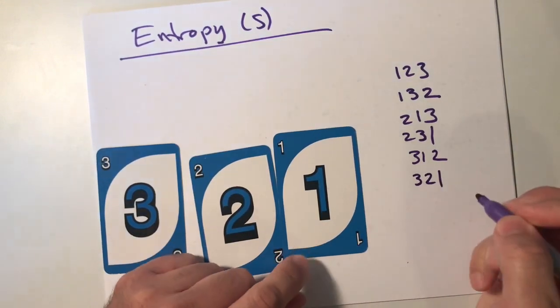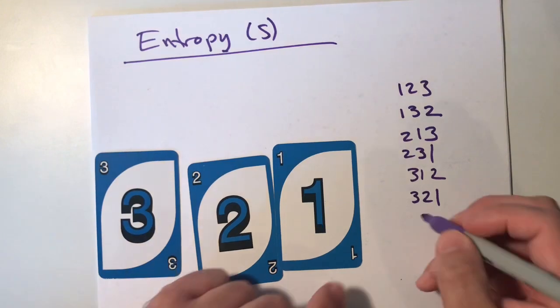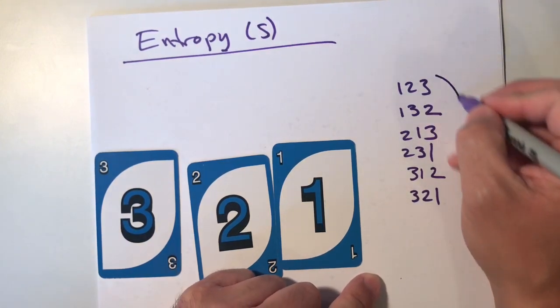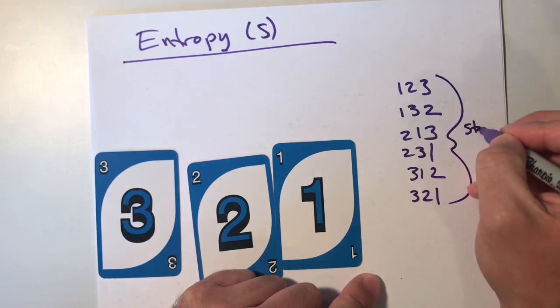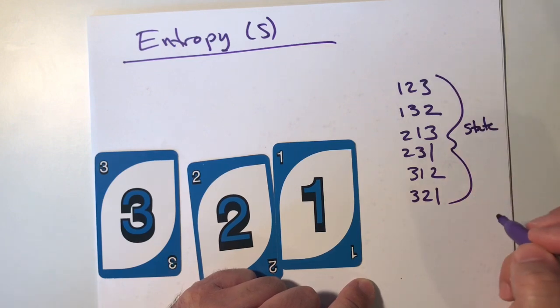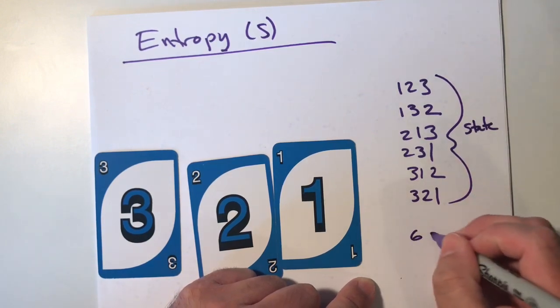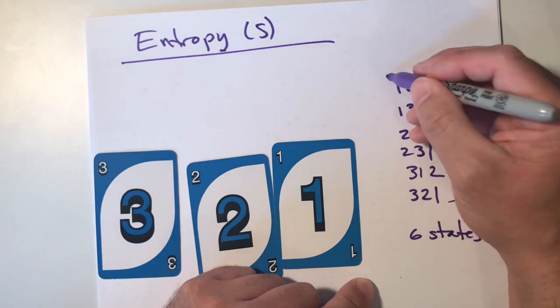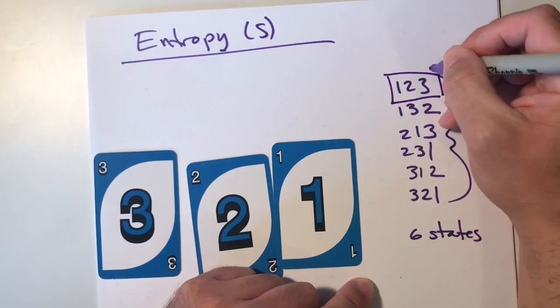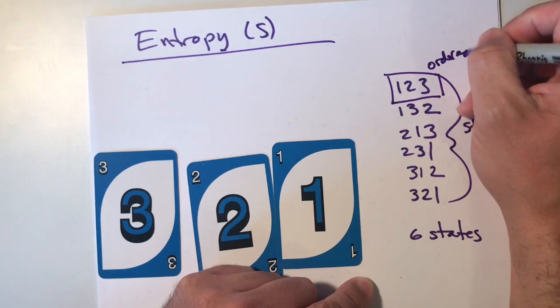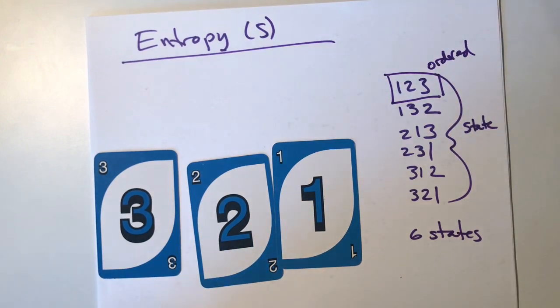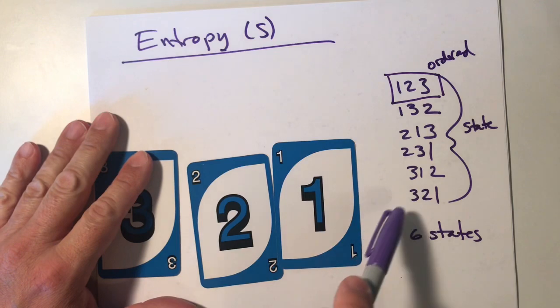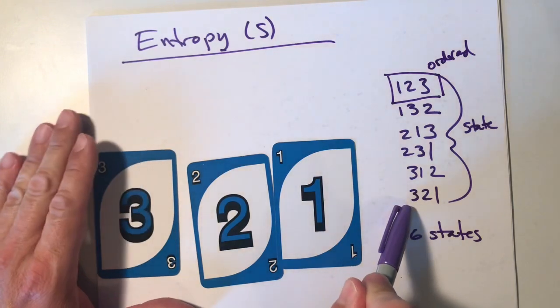Now, in addition to that, we're going to call all of these a state. So the particular order is going to be a state. So there are 6 possible states when we have 3 cards, and we're going to define only this one here as the ordered state. All right, so we have 6 states, one of which is ordered, and we're going to define the other 5 as disordered.